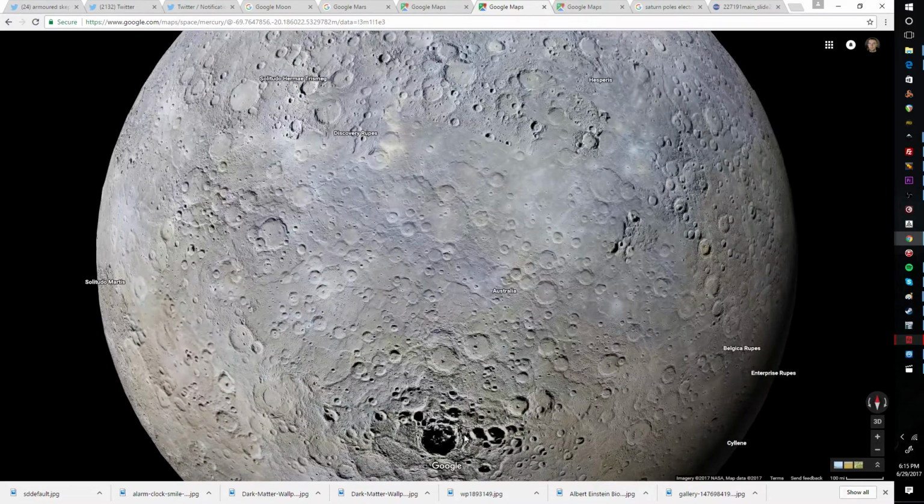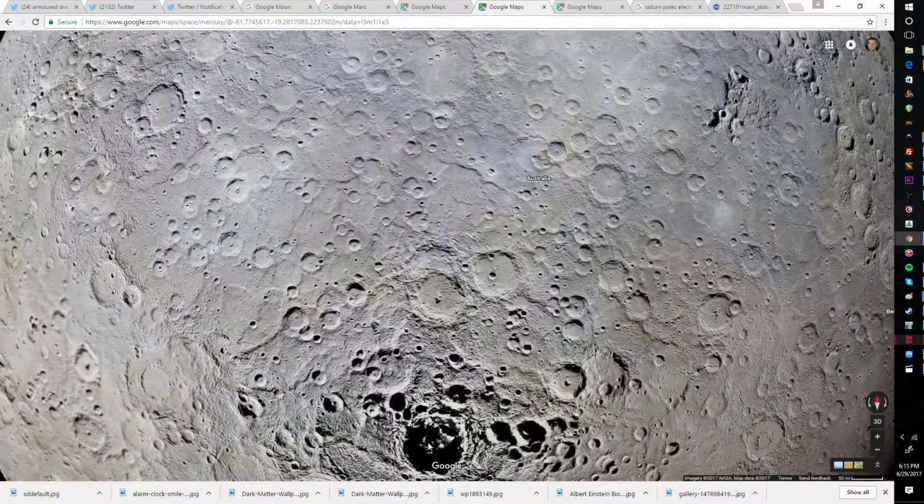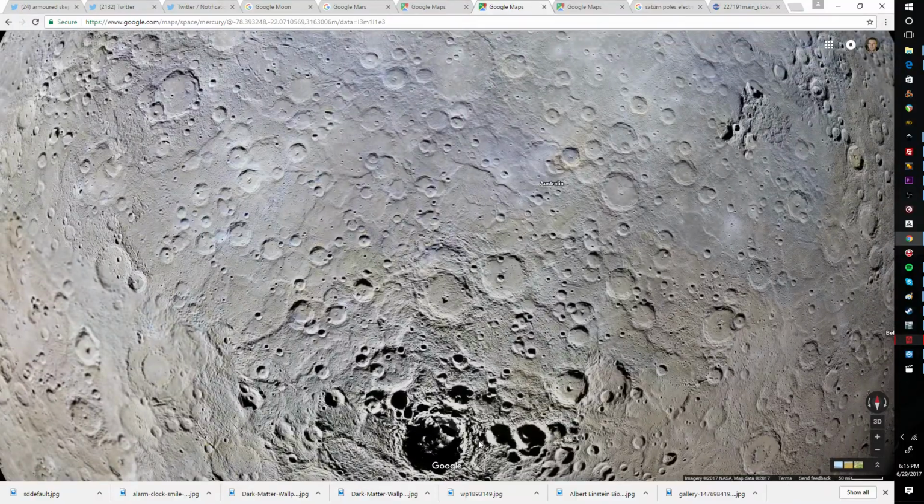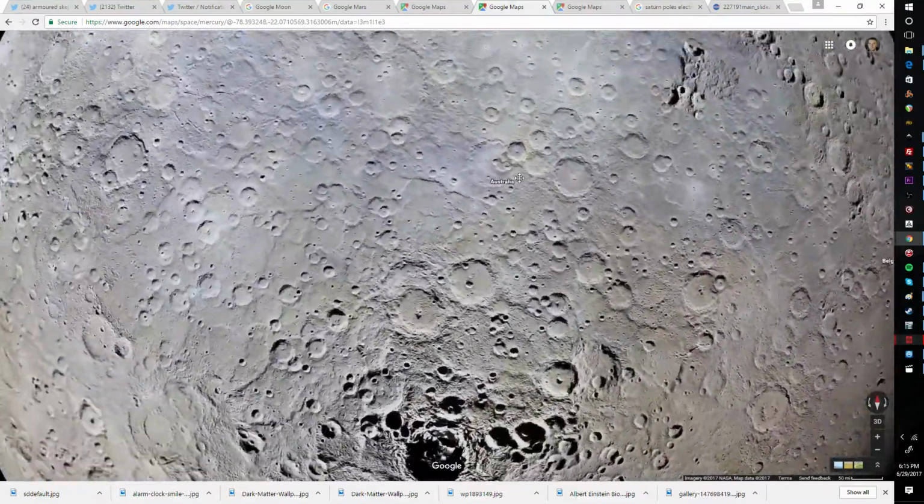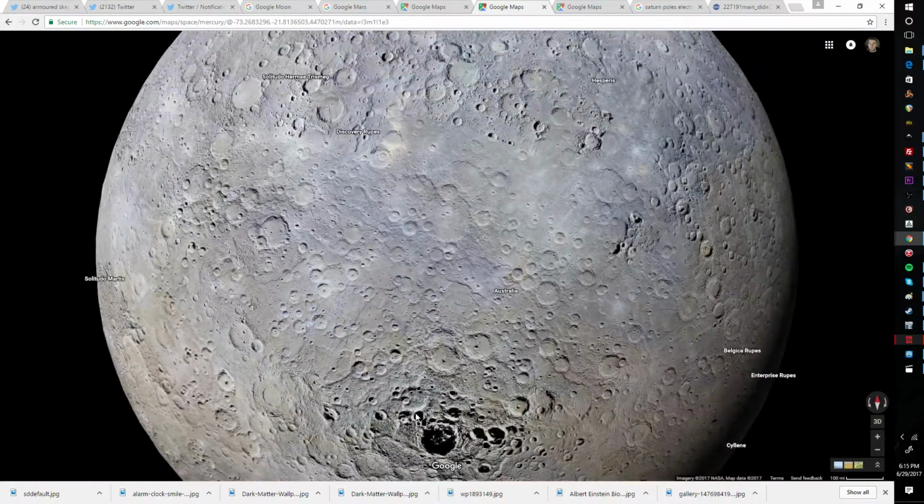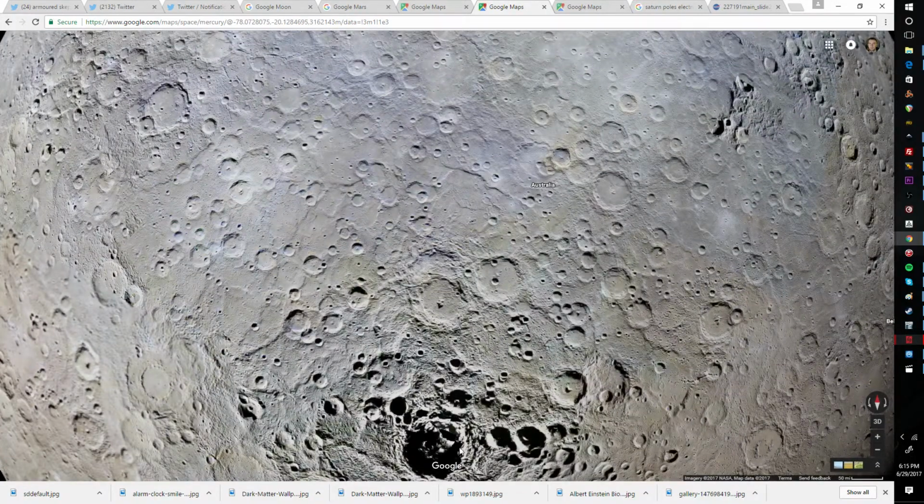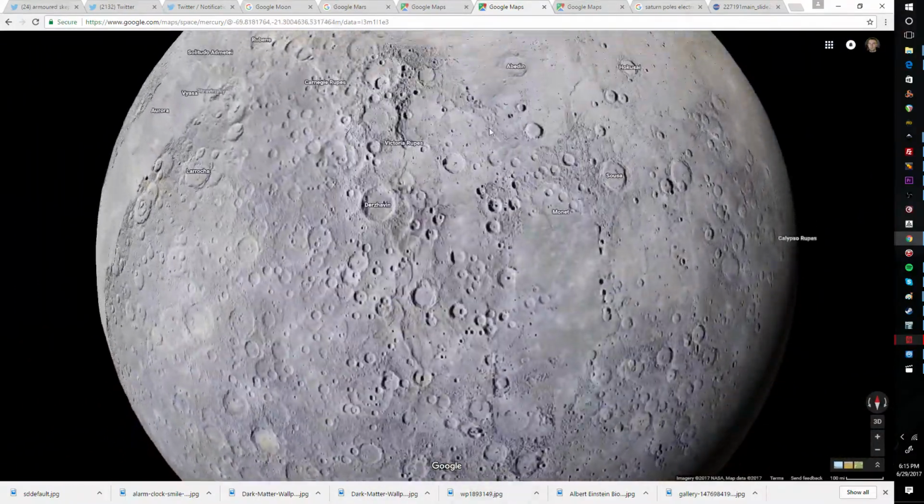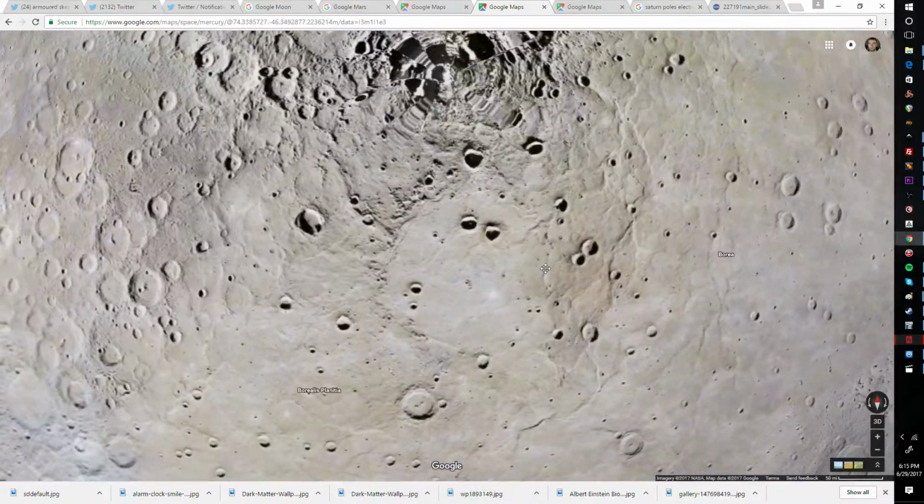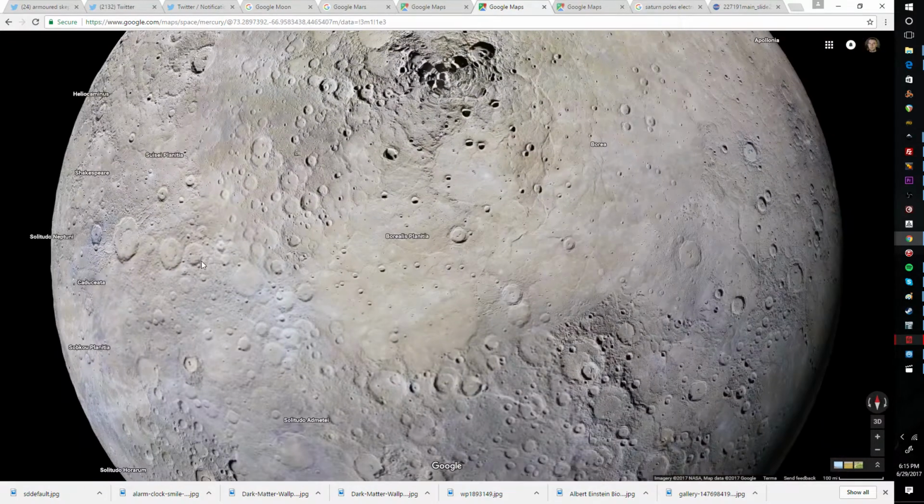You get this really defined etching here at the South Pole, and that's the most prominent feature in terms of craters. You can see the craters around the South Pole are a lot more intense as well. The craters here are a little bit more intense than what we get along the rest of the surface. So that is my argument right there.